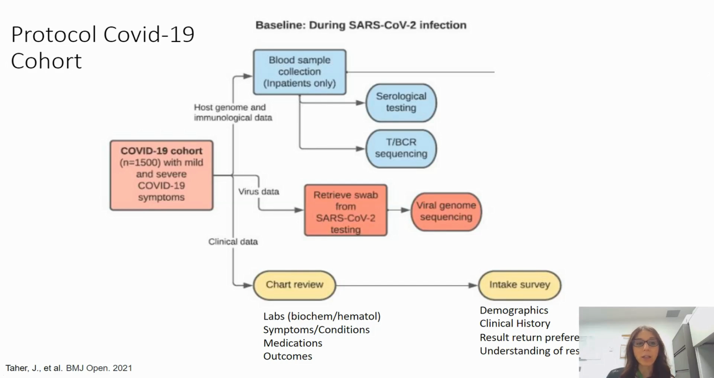And lastly, in yellow, we gain access to the patient chart to collect data on labs, symptoms, clinical conditions, medications, and patient outcomes. And we also hand out a survey at baseline when they consent into the study to collect information on demographics, clinical history, result return preference, and understanding of results, because we do return results back to these patients.